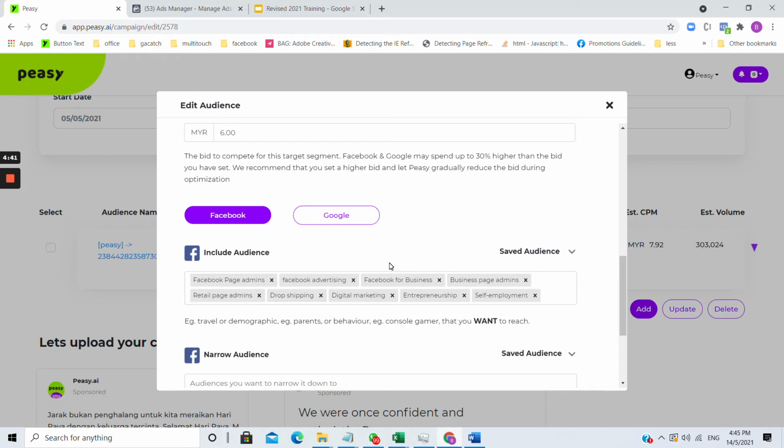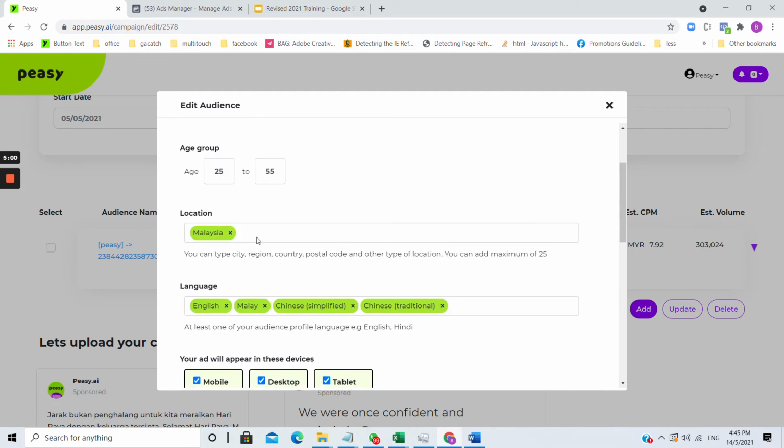Peasy would analyze what the common characteristics are among the qualified leads and what the common characteristics are among all the disqualified leads. For example, if we realize the majority of the people who are qualified as good leads have an interest in entrepreneurship, aged from 25 to 30.